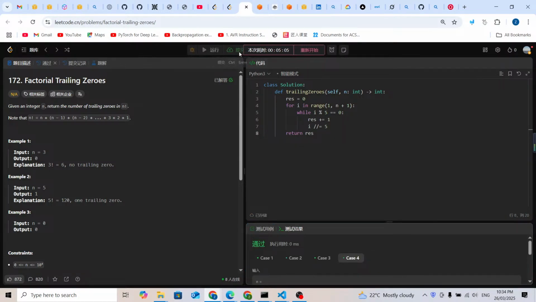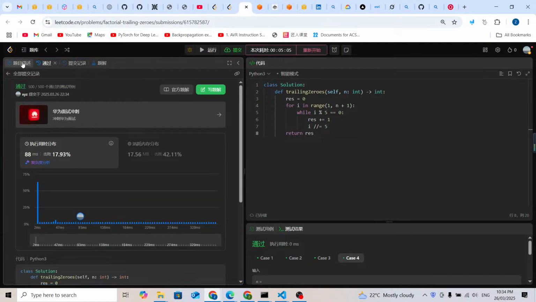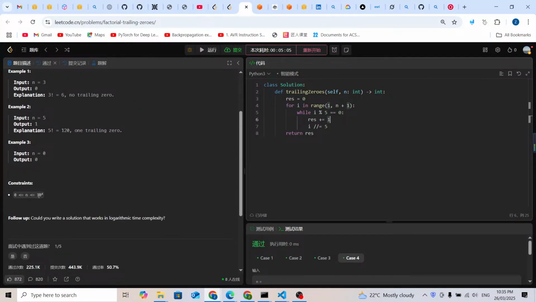Now let me submit it to check if it works. As you can see, it works and passes all test cases, but this is an n log n time complexity. N is 10 to the power 4, so it works, but this is not a good solution. A better solution is one that works in logarithmic time complexity.